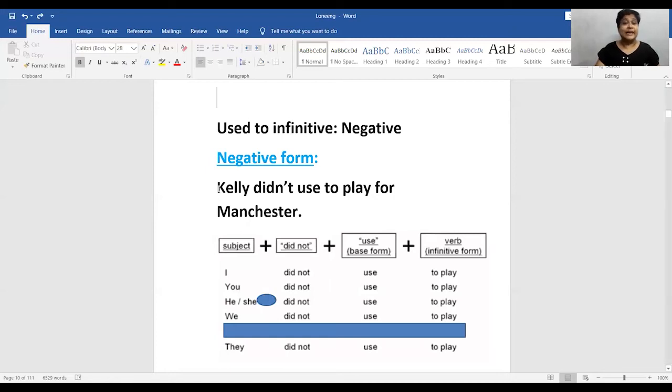Same example, Kelly, but this time it is "Kelly didn't". "Didn't" is the short form of "did not". Okay. "Did not" is put together, shortened and given here as "didn't". The O drops and an apostrophe is put there.